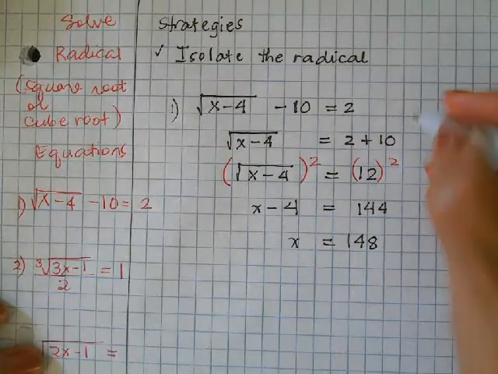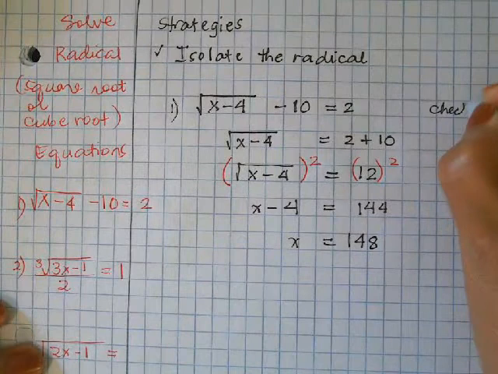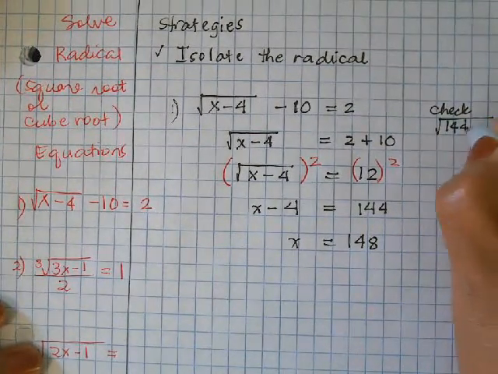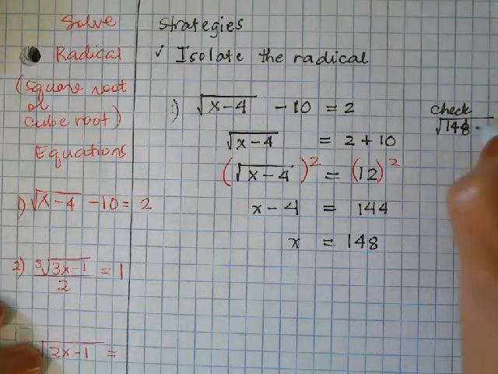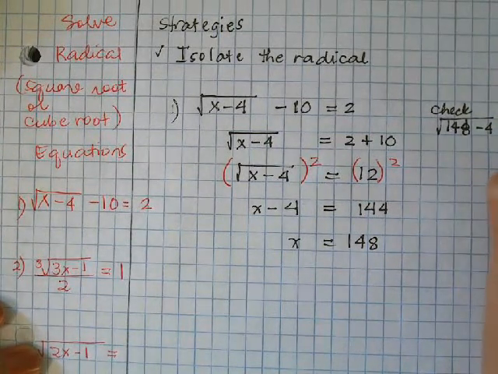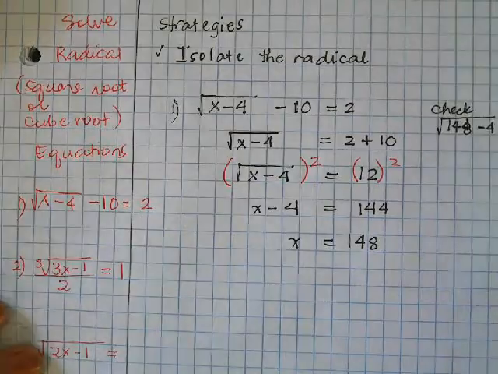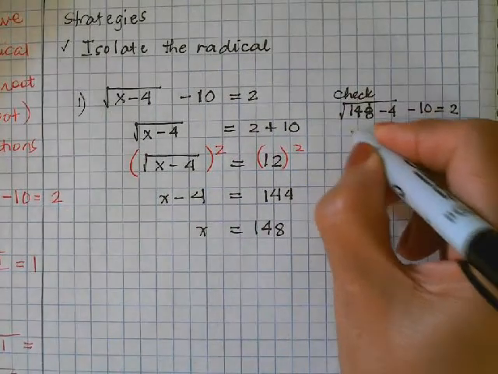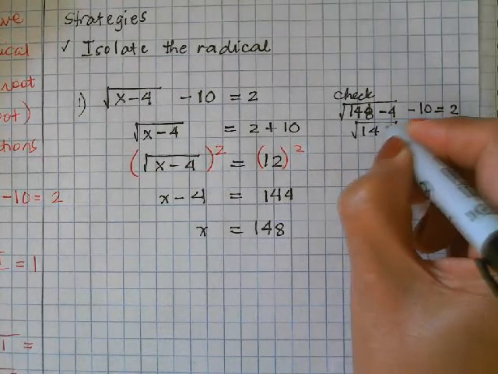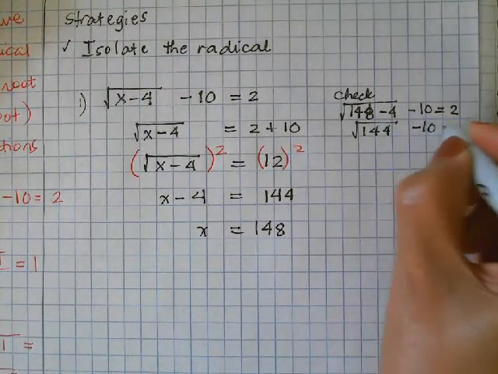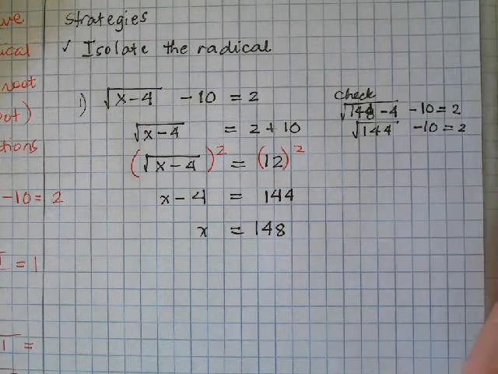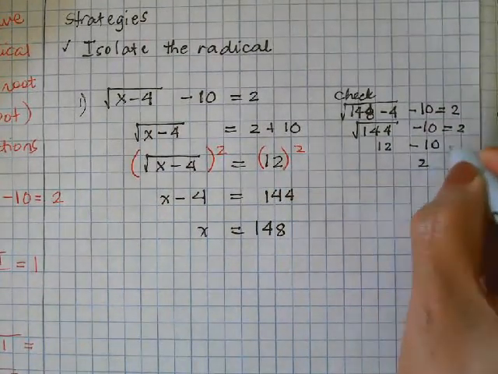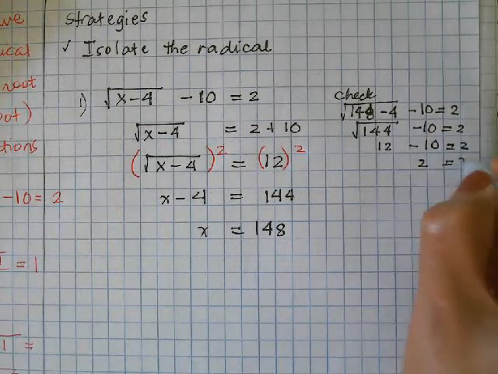If you would like to check, let's check here on the side. So the square root of 148 minus 4, minus 10, is that really equal to 2? Let's see. This will be the square root of 144 minus 10 is equal to 2. The square root of 144 is 12. So 2 is equal to 2. Check.